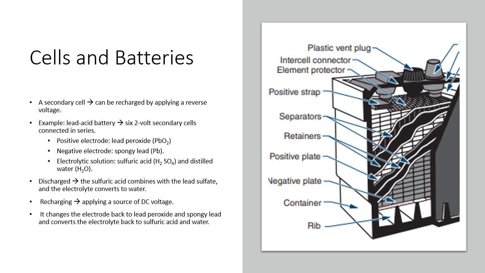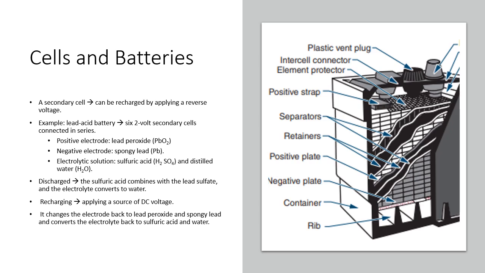An example is the lead-acid battery used in automobiles. As in figure, it is made of 6 2-volt secondary cells connected in series. Each cell has a positive electrode of lead peroxide, PbO2, and a negative electrode of spongy lead, Pb. The electrodes are separated by plastic or rubber and immersed in an electrolytic solution of sulfuric acid, H2SO4, and distilled water, H2O.